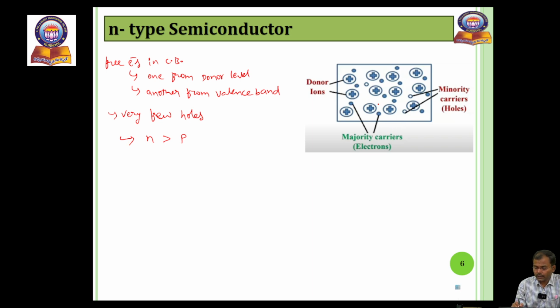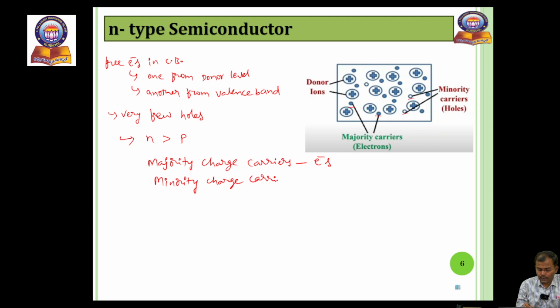This is how we can represent the donor atoms. These are the donor ions, donating one electron each. The minority charge carriers are the holes and the majority charge carriers are the electrons. So we can simply represent the n-type semiconductor using these three: donor ions, free electrons and holes. The majority charge carriers in n-type semiconductor are electrons, and the minority charge carriers are holes. This is about the n-type semiconductor.